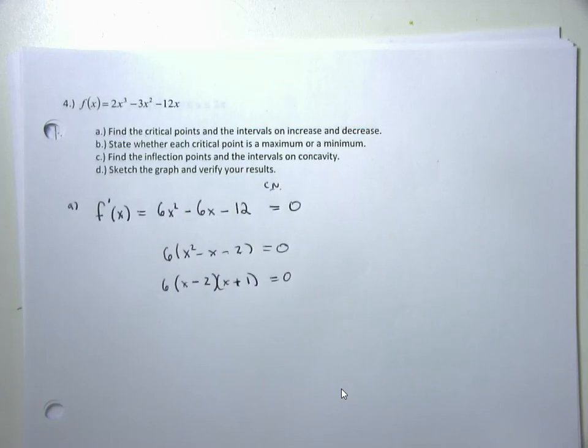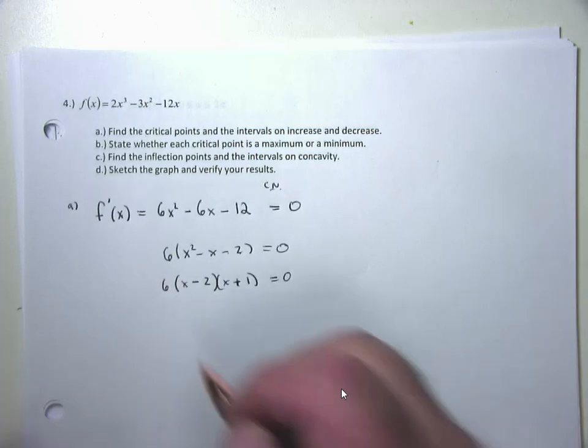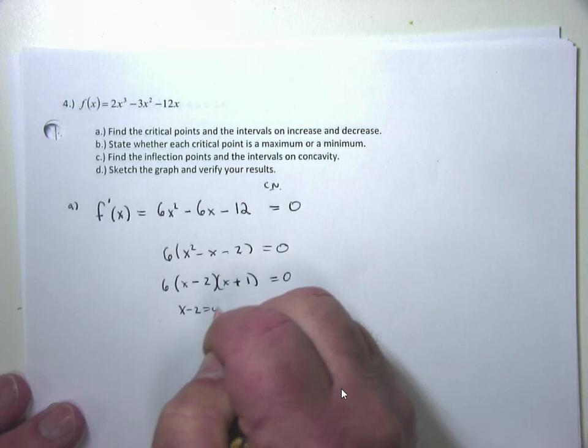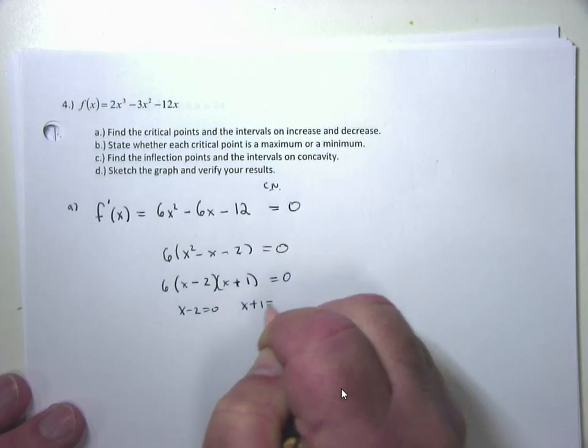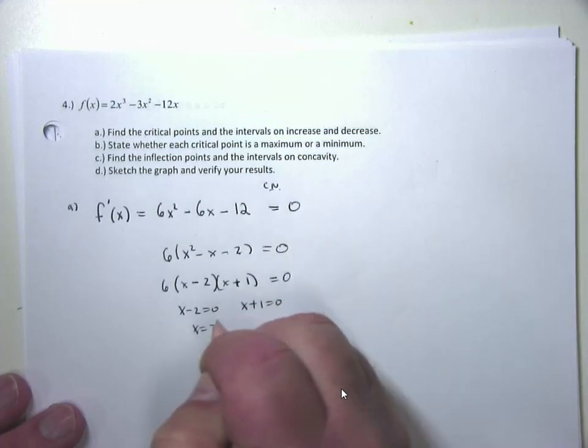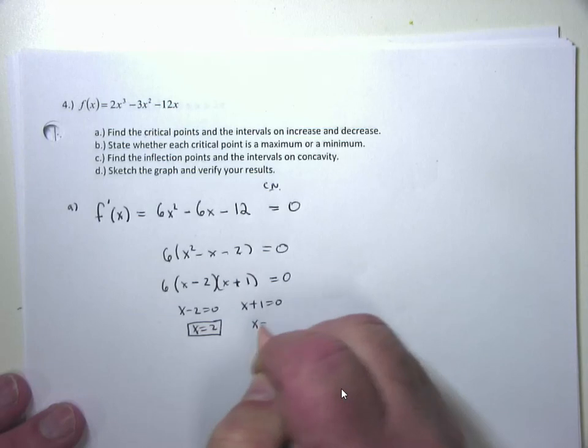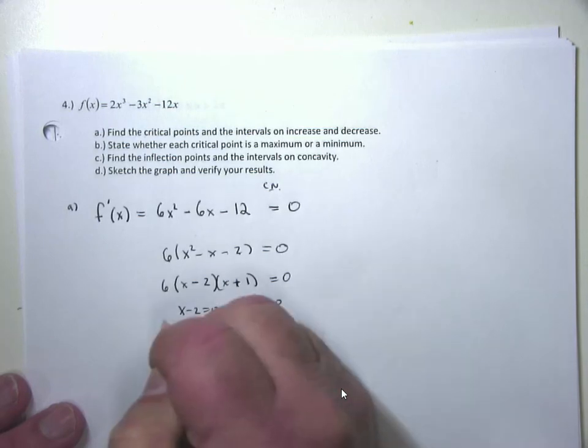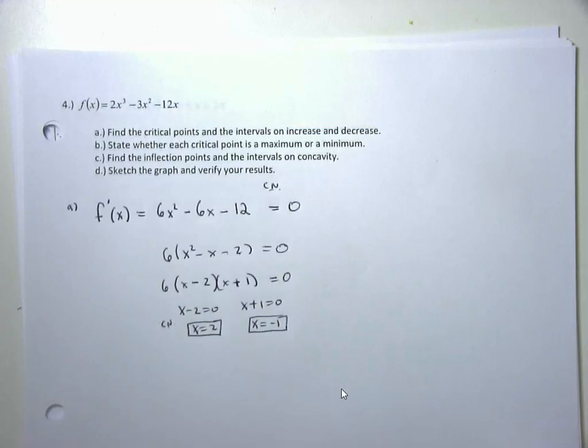Then, you're going to solve for x by setting each factor that has an x in it equal to 0 and solving. So this leaves me with x minus 2 equals 0 and x plus 1 equals 0, which means x equals 2 and x equals negative 1. These are critical numbers.